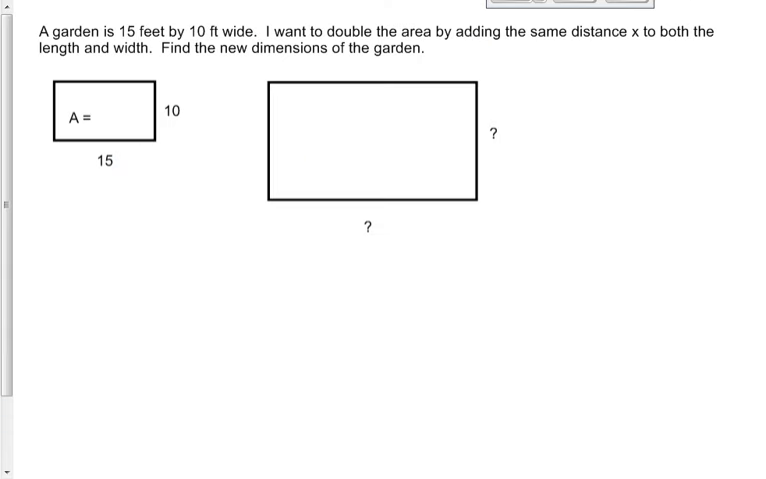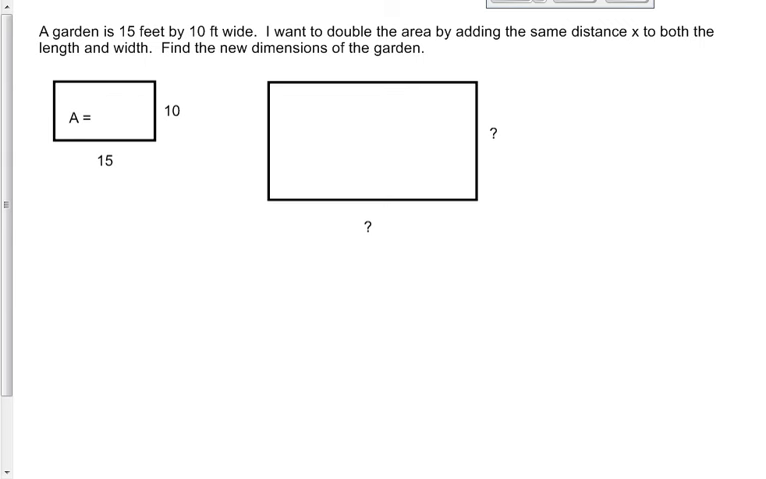Word problem that goes with this could be like this one. A garden is 15 feet by 10 feet wide. I want to double the area by adding the same distance x to both the length and the width. Find the new dimensions of the garden. Well, it always helps to draw yourself a picture to start with. So we've got a rectangular garden, 15 feet by 10 feet. I can use length times width to get the area of this original garden, 150.